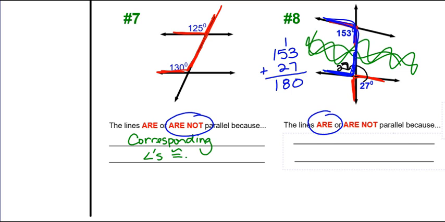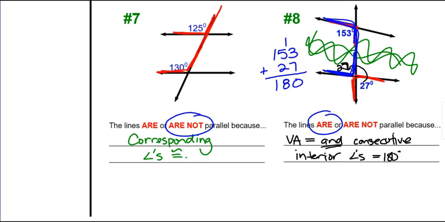Those lines are parallel, and the reason is a little bit tricky. The vertical angles are equal, and the consecutive interior angles equal 180. That is one way that we can do it. We just used a couple different reasons there, but just because it's not something that we have studied, we can use a couple different reasons or logics to come up with a conclusion.